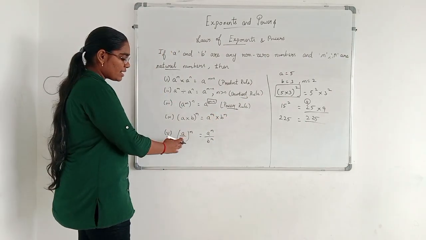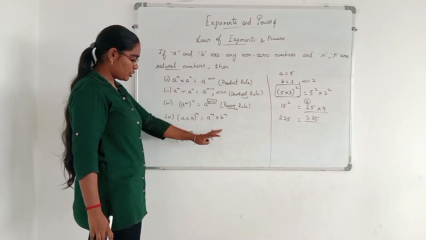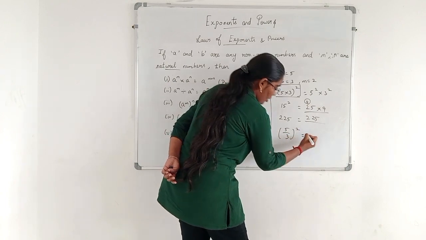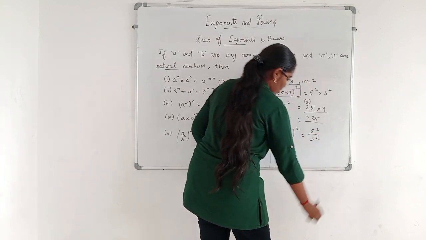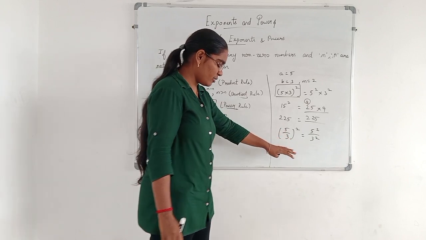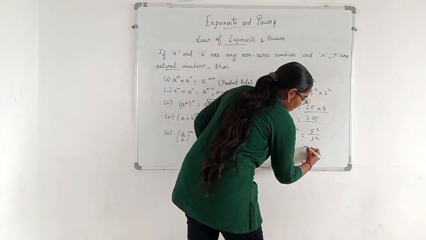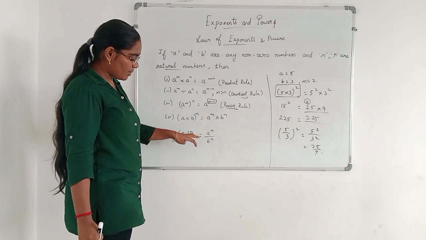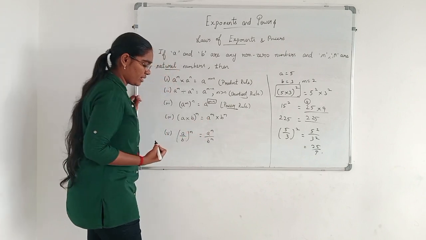Next, the final one is a divided by b whole to the power of m equals a to the power of m divided by b to the power of m. Here 5 divided by 3 whole square can be written as 5 square by 3 square. Okay, because 5 divided by 3 will come in decimal, and if you square it, that value will be equal to 25 by 9. Okay, so a by b whole to the power of m can be written as a to the power of m divided by b to the power of m.